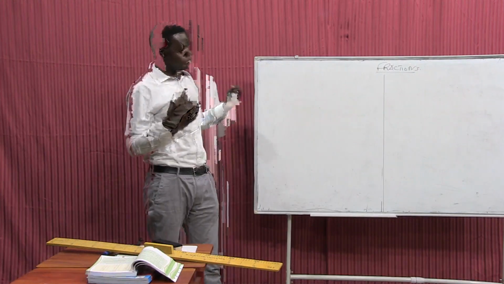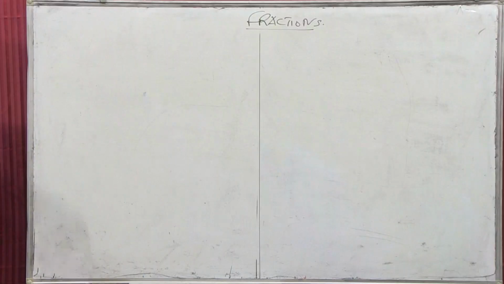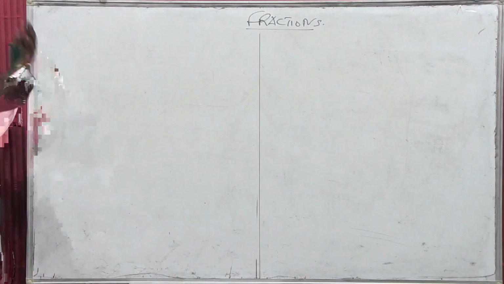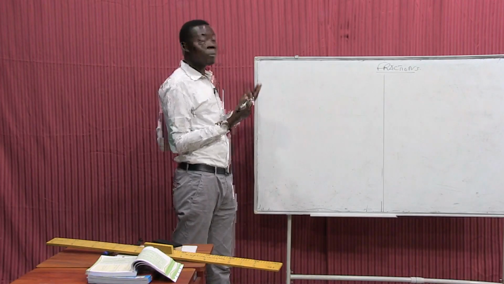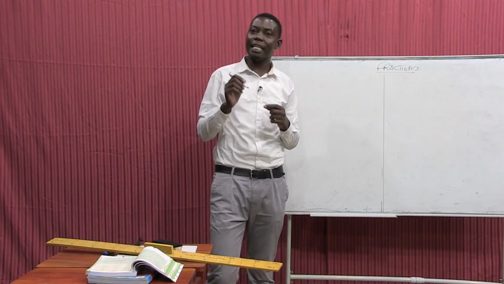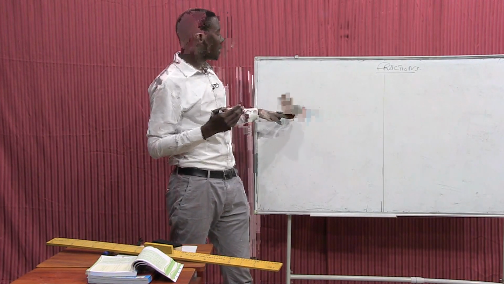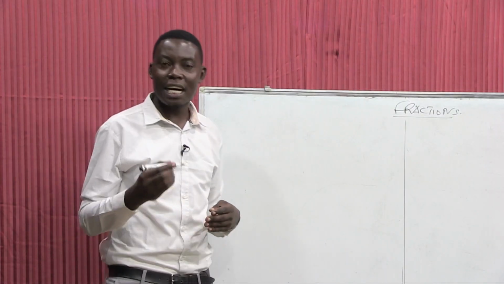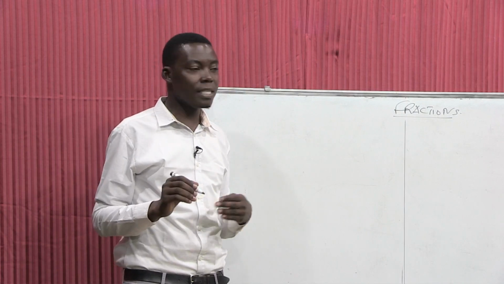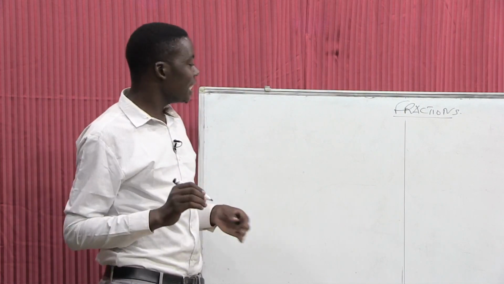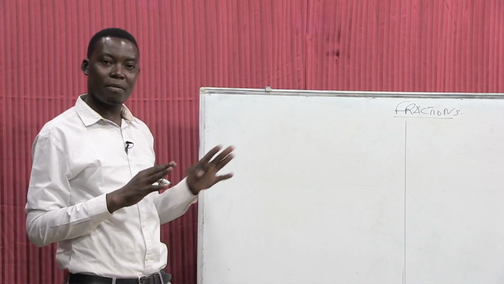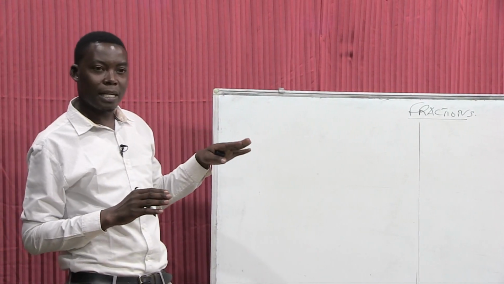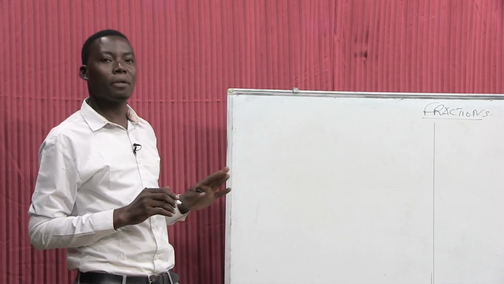But before we begin with operations, let us remind ourselves what we discussed in the last period. We saw two types of fractions. An improper fraction is a fraction whereby the numerator is greater than the denominator. So we have two types of fractions, improper and proper fractions.